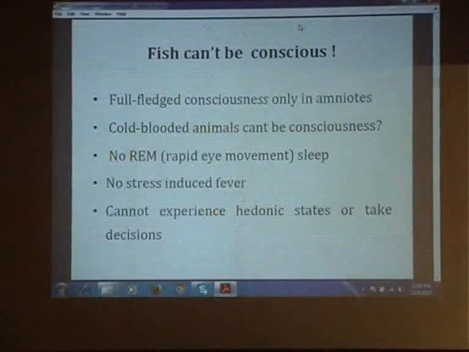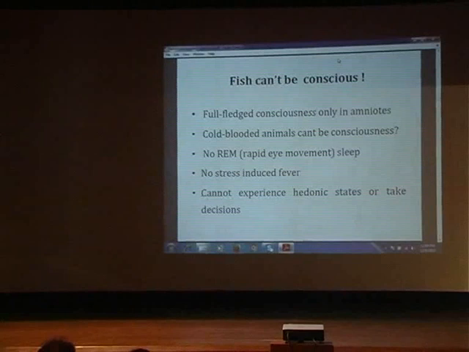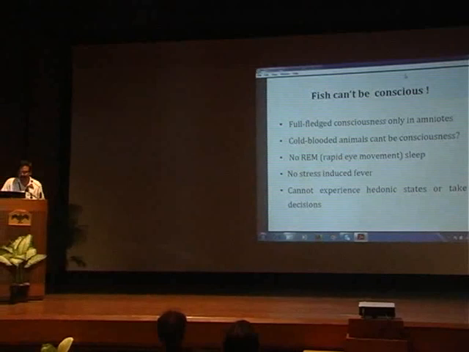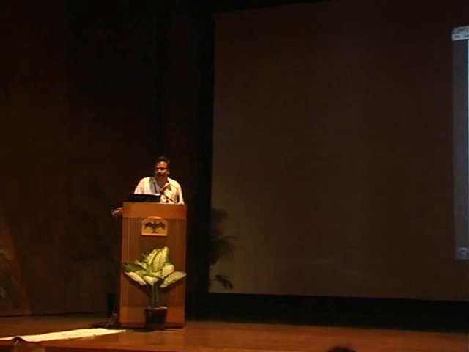And one more thing came: the full-fledged consciousness people expected in amniotes only, because it requires a lot of investment of energy in the brain, maintenance of brain. So Cabanac and Cabanac suggested that cold-blooded animals cannot be conscious. And more importantly, there is no REM sleep in fishes, and no stress-induced fever, so they cannot experience hedonic states like pain or pressure.